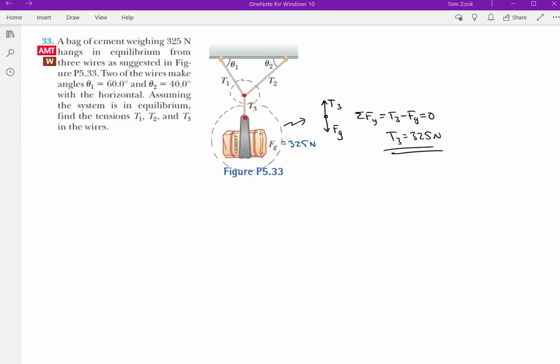Now for the upper little system there, if we were to write a free body diagram for that, we would have tension 3 pointing down, tension 2 pointing off at an angle, and tension 1 pointing off at an angle. And in this case, if we want to solve the problem, we have to break everything up into components that align with our traditional XY axis. So T3 is already lined up with our axes. T1 and T2 need to be separated.